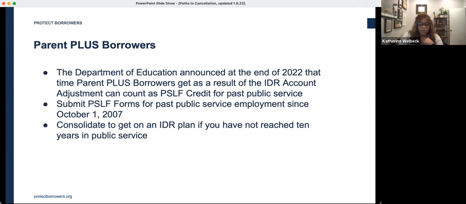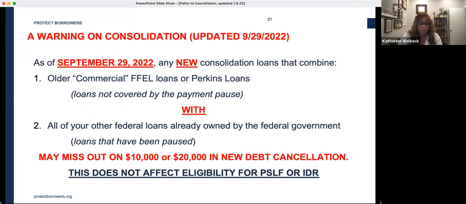However, in order to achieve forgiveness, all borrowers seeking PSLF need to be enrolled in an income-driven repayment plan to achieve this cancellation. So that means if you don't already have 10 years of public service in your employment history, you'll need to consolidate in order to access the income-driven repayment plans to get on one before you can have your loans forgiven. This is for Parent Plus borrowers.